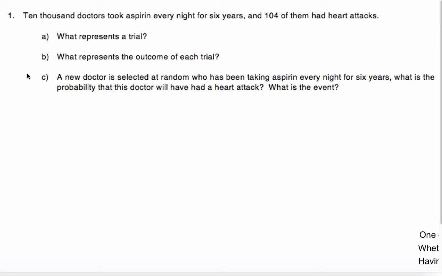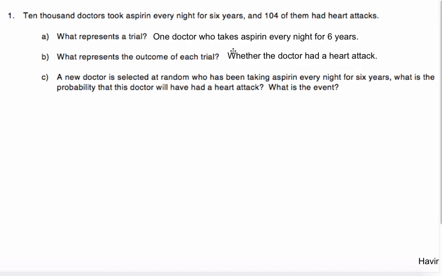So a couple of examples. If we have 10,000 doctors who took aspirin every night for 6 years, and 104 of them had heart attacks, what represents a trial in this case? Well, a trial is simply one doctor who takes aspirin every night for 6 years. We look at each doctor; that is a trial. What represents the outcome of each trial? Well, the outcome is whether or not the doctor had a heart attack.